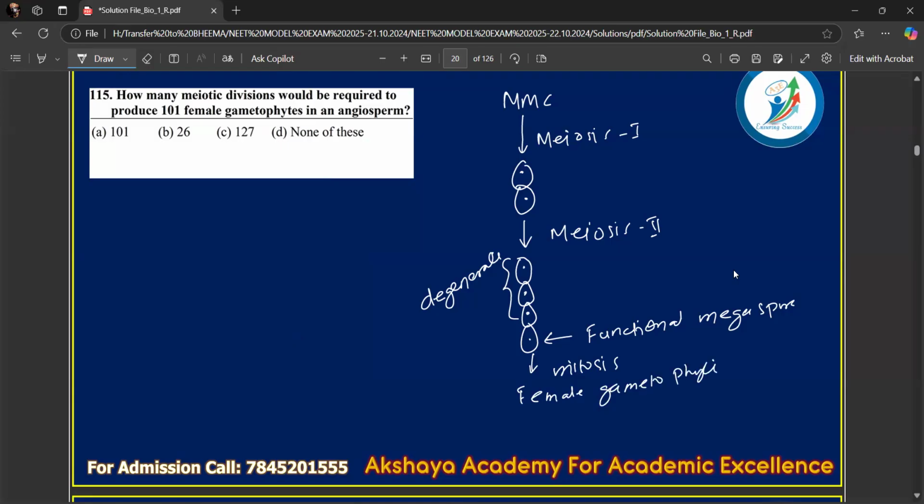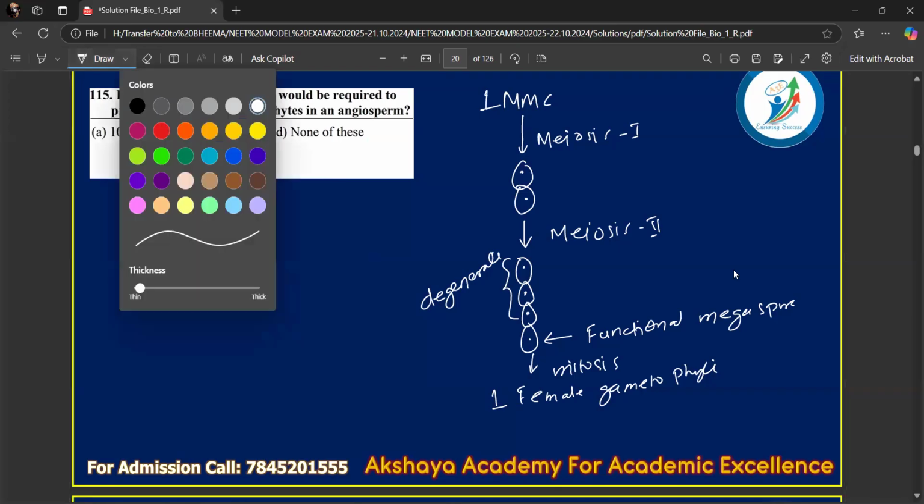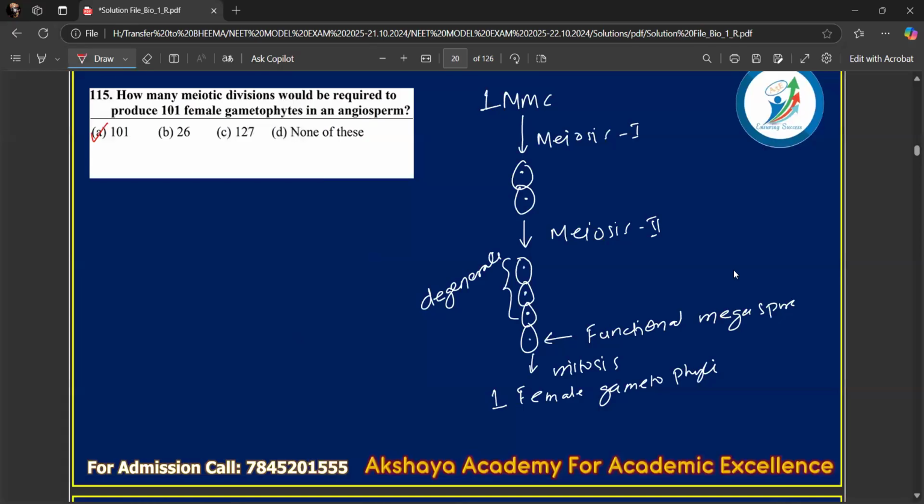Which means one megaspore mother cell ends up into one female gametophyte. So if you need 101 female gametophytes, then how many times do you need to do meiosis? You need to do the meiosis 101 times. So the right answer will be 101, option A.